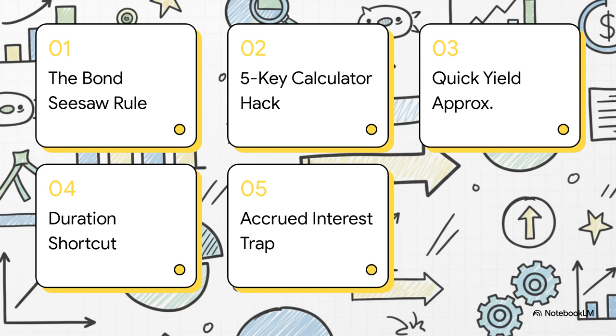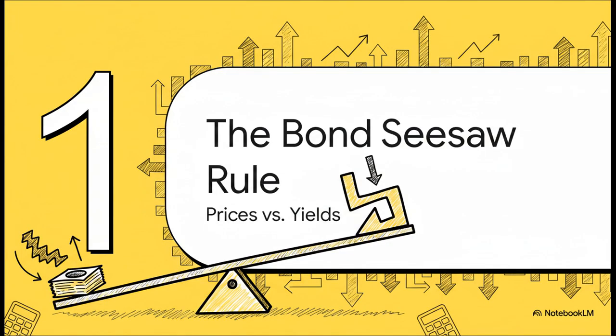To get you there, we're going to build out your toolkit by covering 5 very specific shortcuts. We'll hit the bond seesaw rule, the 5-key calculator hack, quick yield approximations, duration as a volatility shortcut, and finally, how to sidestep the accrued interest trap. All right, kicking things off with Section 1, the bond seesaw rule.